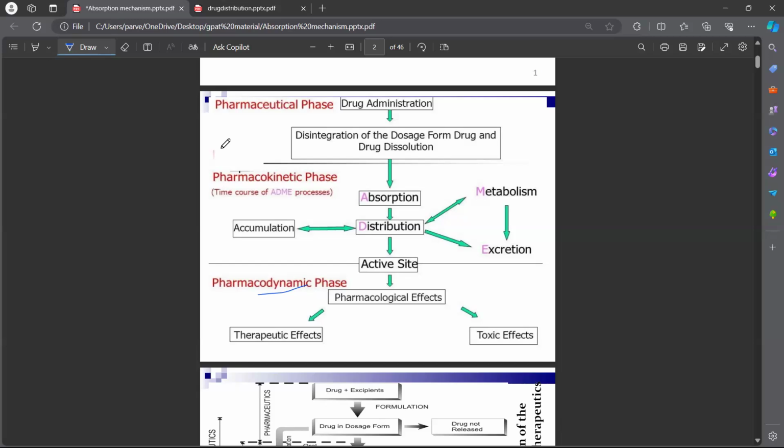After completion of the pharmaceutical phase, when the drug gets soluble in the GI fluids, it gets absorbed via the GI enterocytes present in our small intestine and then enters the blood. So absorption is nothing but the movement of the drug from the route of administration to the systemic circulation.